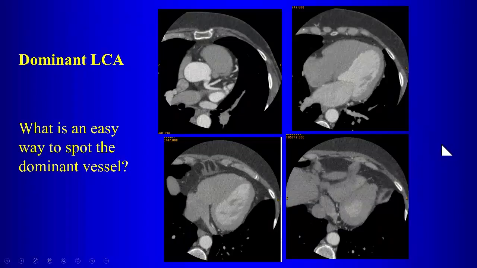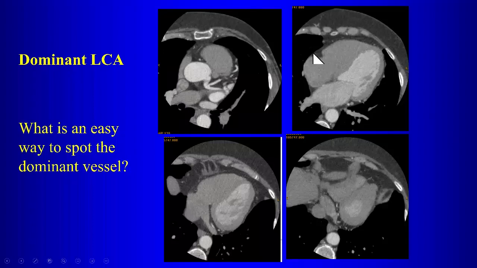Now, there's an easy way when you're just looking at the axial images to spot the dominant vessel. Who can tell me what the easy way is? So you look at the atrioventricular groove and compare the size of it. You look at the atrioventricular groove and you compare the size of the arteries, okay?